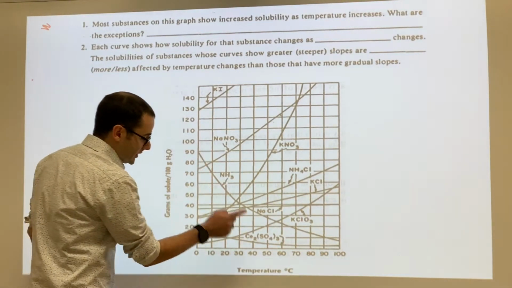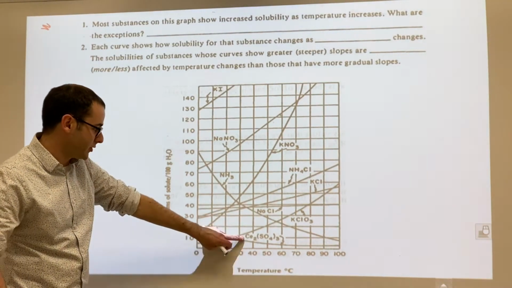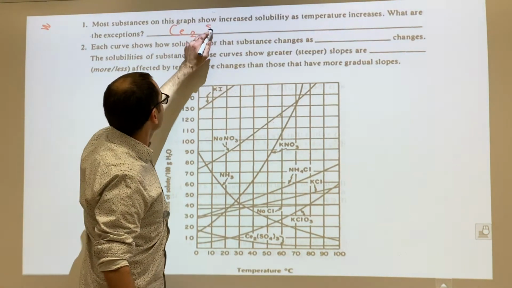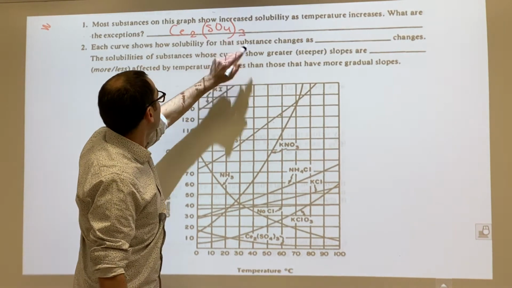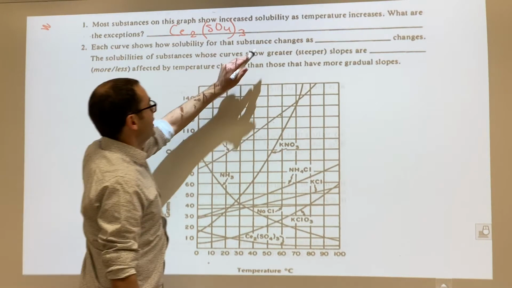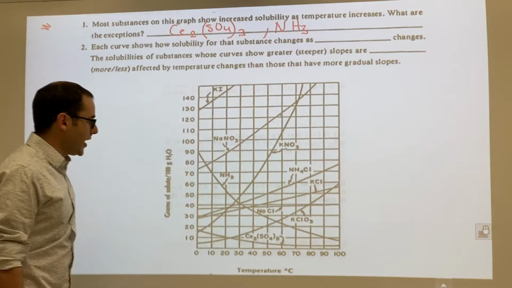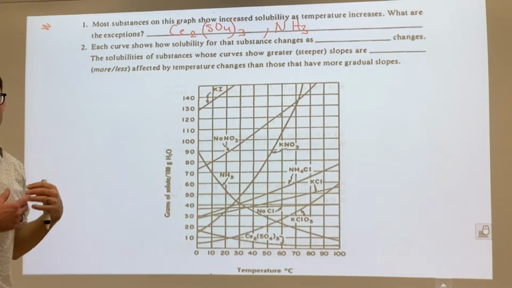Okay, cool. This is cerium. It's Ce, which is not one of the ones we memorized. So yeah, no problem with not knowing what that was. CeSO4. What was that, 3? And then we have NH3. Yeah, exactly. NH3. That's ammonia. All right. So as the temperature increases for these two, the solubility decreases.